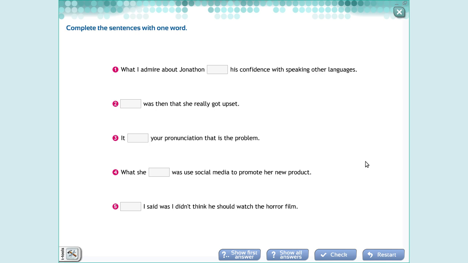So let's check number 1. What I admire about Jonathan is his confidence. The original cleft sentence, we start with "it". It was then that she really got upset. I always need the verb to be. It is your pronunciation that is a problem. What she used, the verb to be is here.